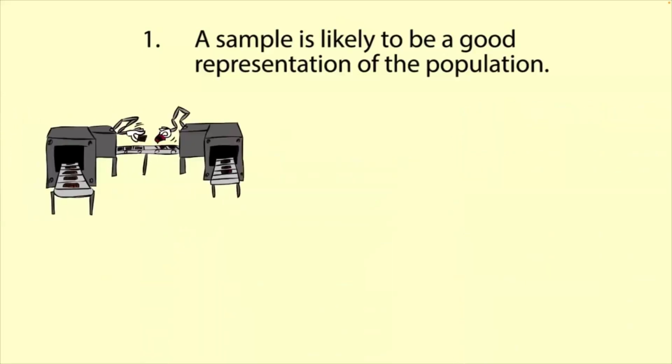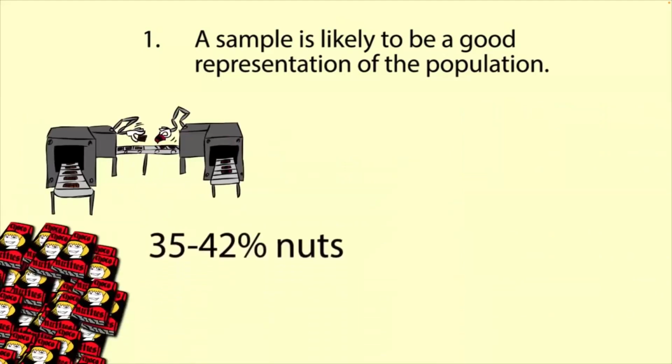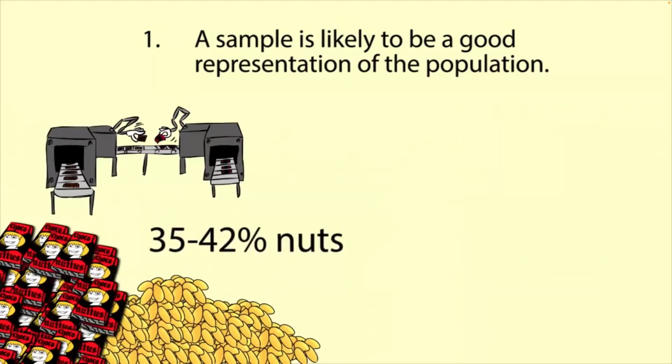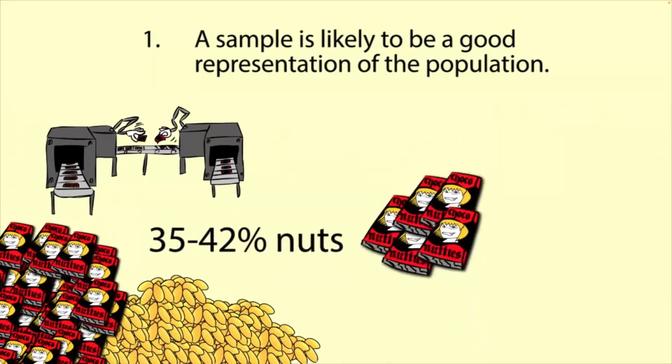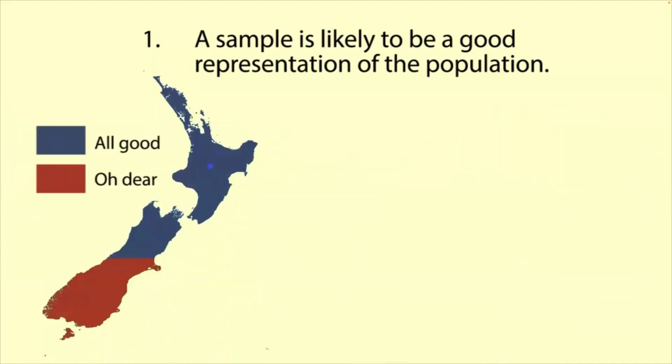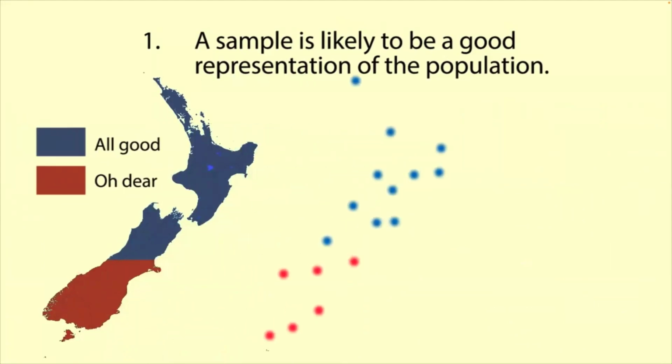If our machine is producing chocolate bars with a percentage of nuts within a certain range, then we would expect the sample to also have nuts within that range. If 40% of the people in New Zealand believe that the economy is getting worse, then about 40% of the sample will also believe that.